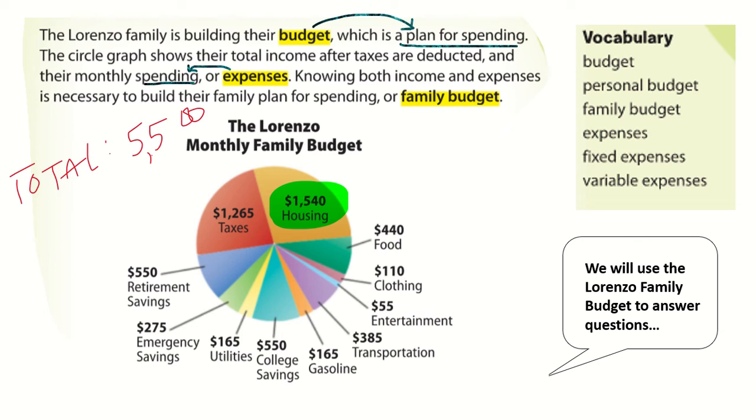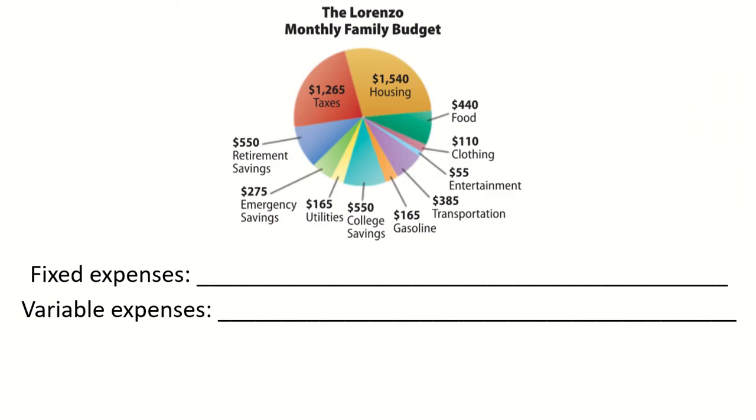Notice, let's pick out our smallest one, that is entertainment. And then the second highest is taxes. Then there's a bunch that are very similar. Okay, so those are things that you should observe about this pie chart. So let's jump into some questions regarding this.